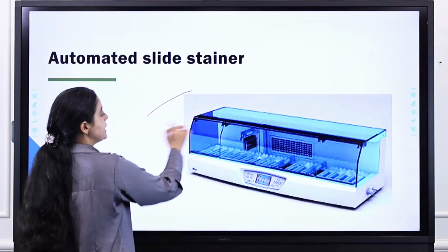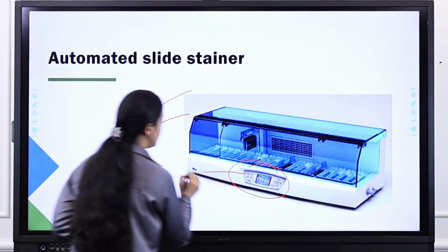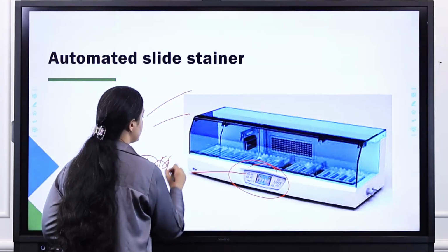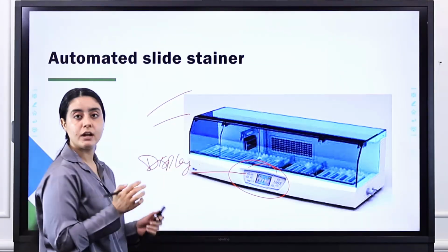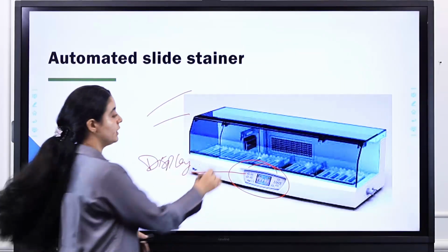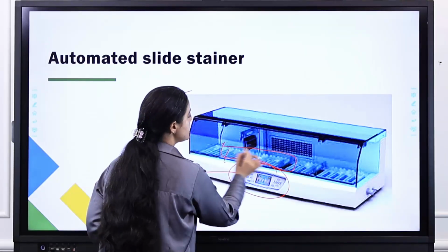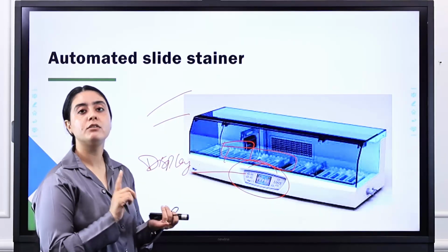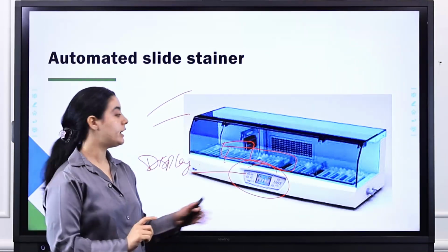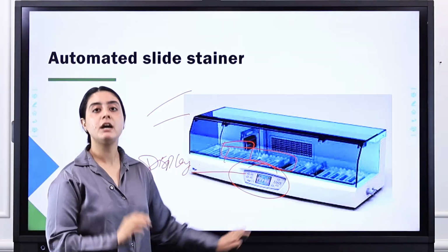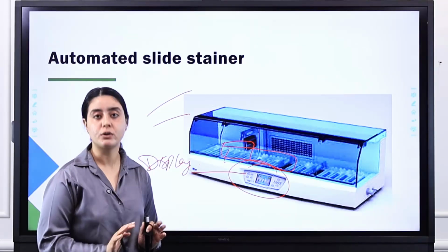This is your automatic slide stainer. This is your display. Here you can set all the time, and here you can add slides in the slide rack. So here you can add your fixed slides, your reagents, and everything you have mentioned in the display, and your slides will be stained automatically.